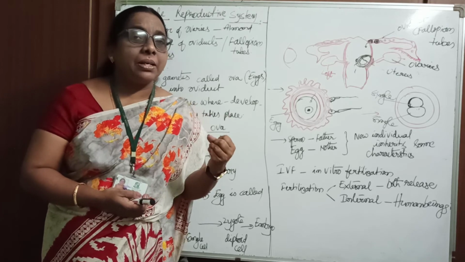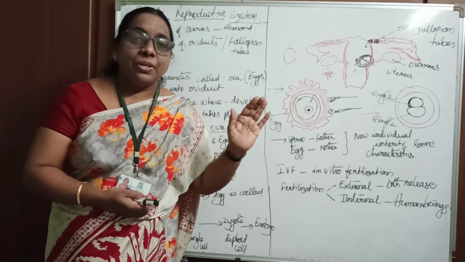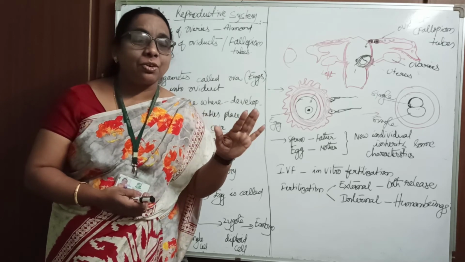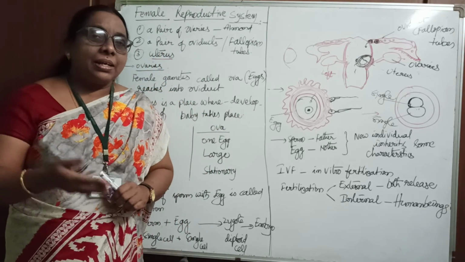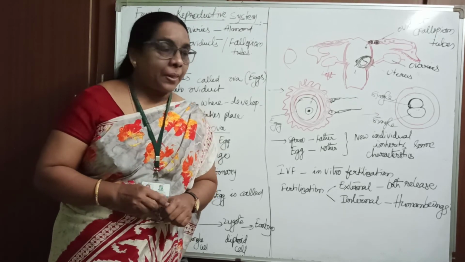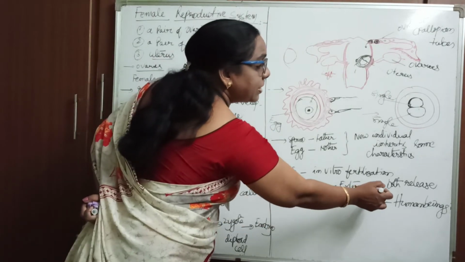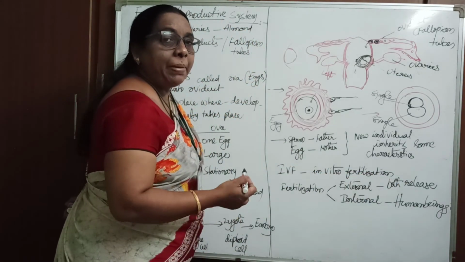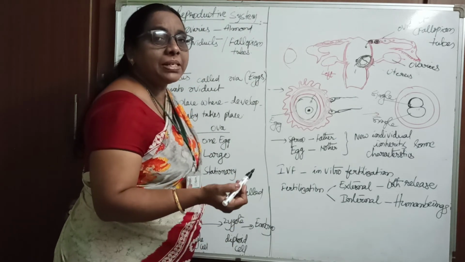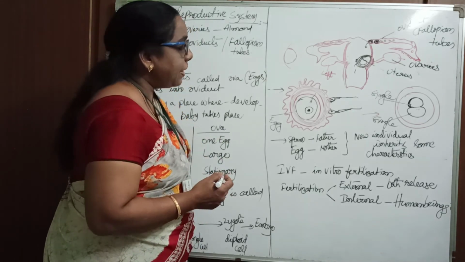During copulation, what happens? The male frog releases its sperm outside, which is called milt. The female frog then comes and releases its eggs in the form of spawn. See, I have given here the external fertilization process. External means both the male and the female frog release their gametes outside. Internal means human beings and all mammals, where internal fertilization occurs. The frog fertilization I will explain later.